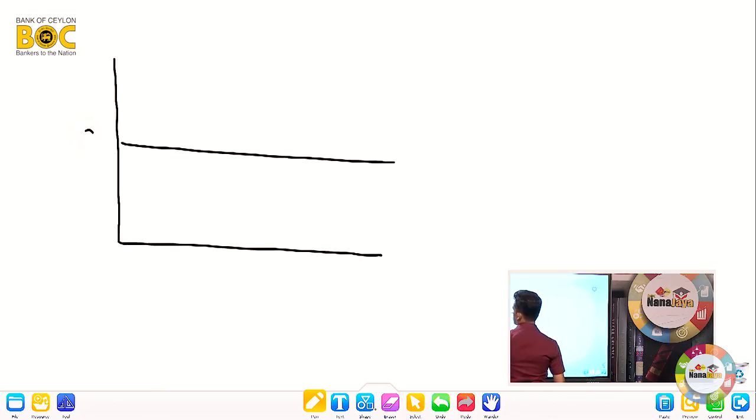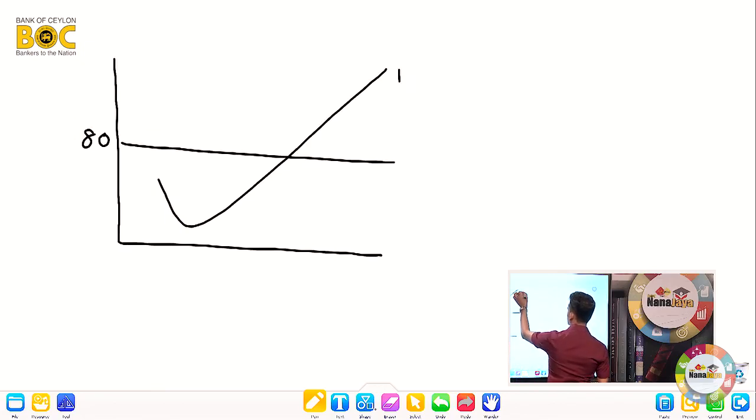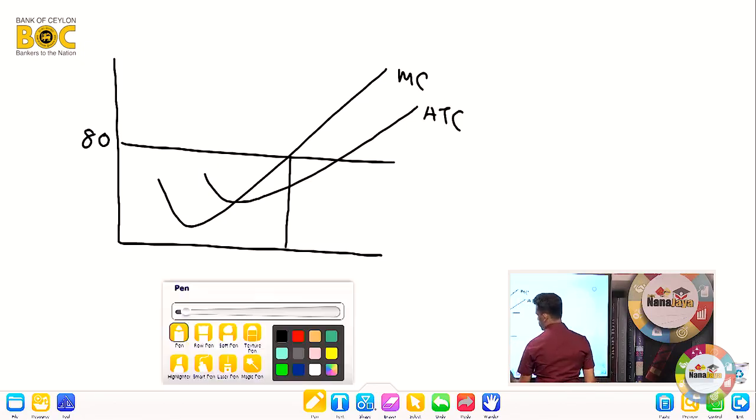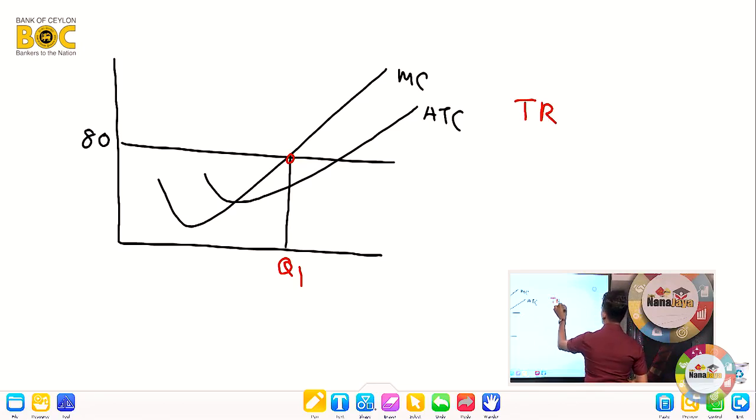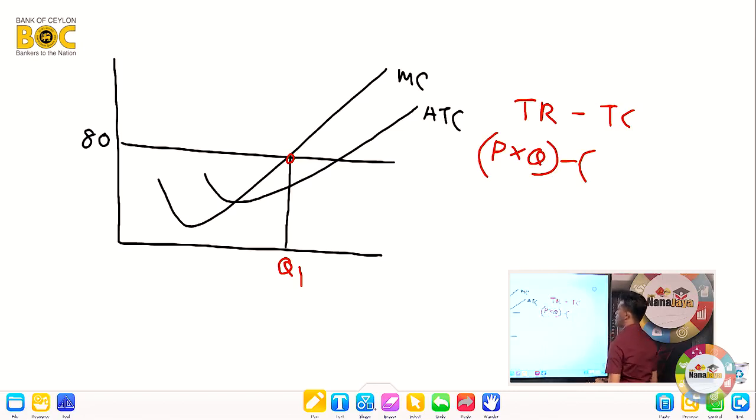We will go for a diagram. In that question, the price is rupees 80, the marginal cost curve goes like this, and average total cost curve goes like this. So when we want to calculate the profit at this respective output, why is this respective output? Because that is the point at which the marginal revenue and marginal cost curves are intersecting. So Q1 is the quantity they should produce. So again, the profit is total revenue minus total cost. Total revenue should be calculated by multiplying price by the quantity. Total cost should be calculated by multiplying the average total cost by the quantity.